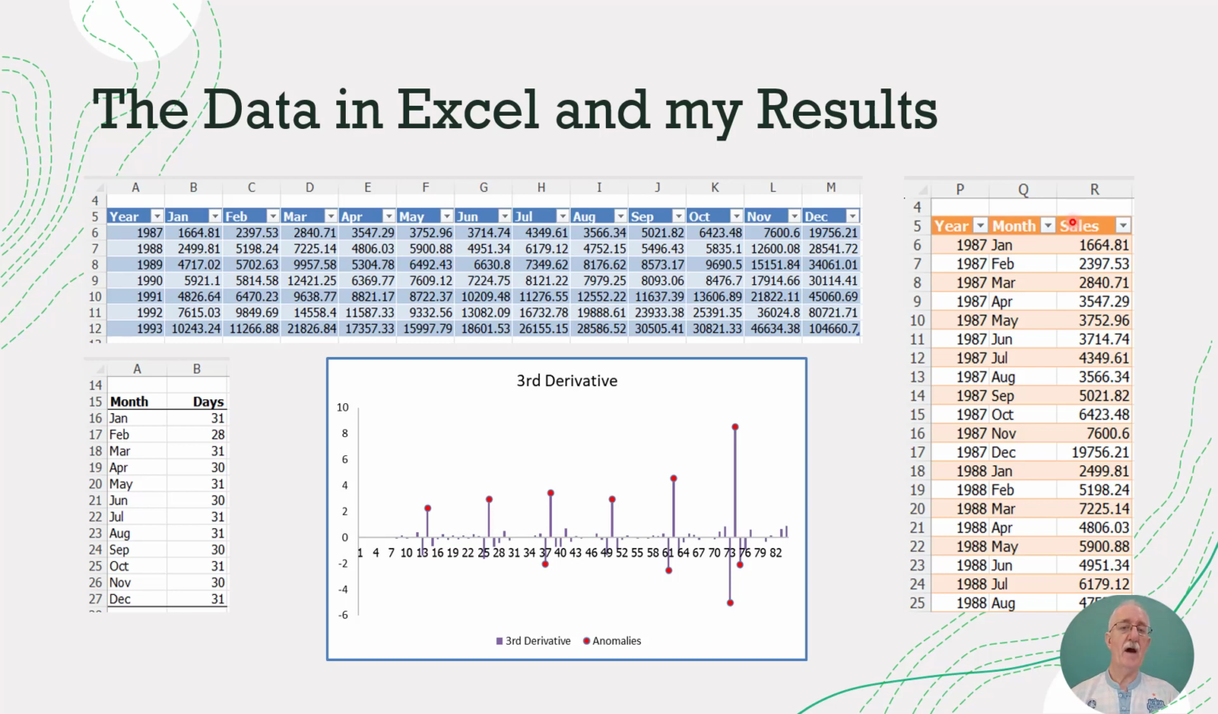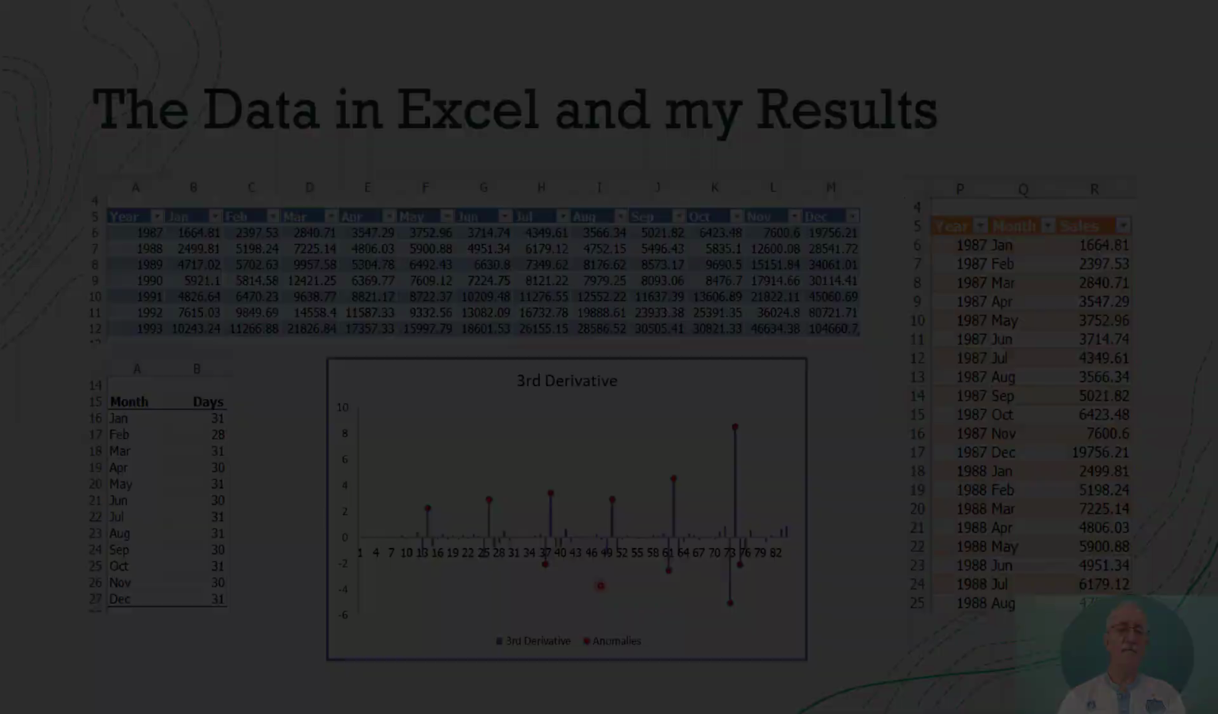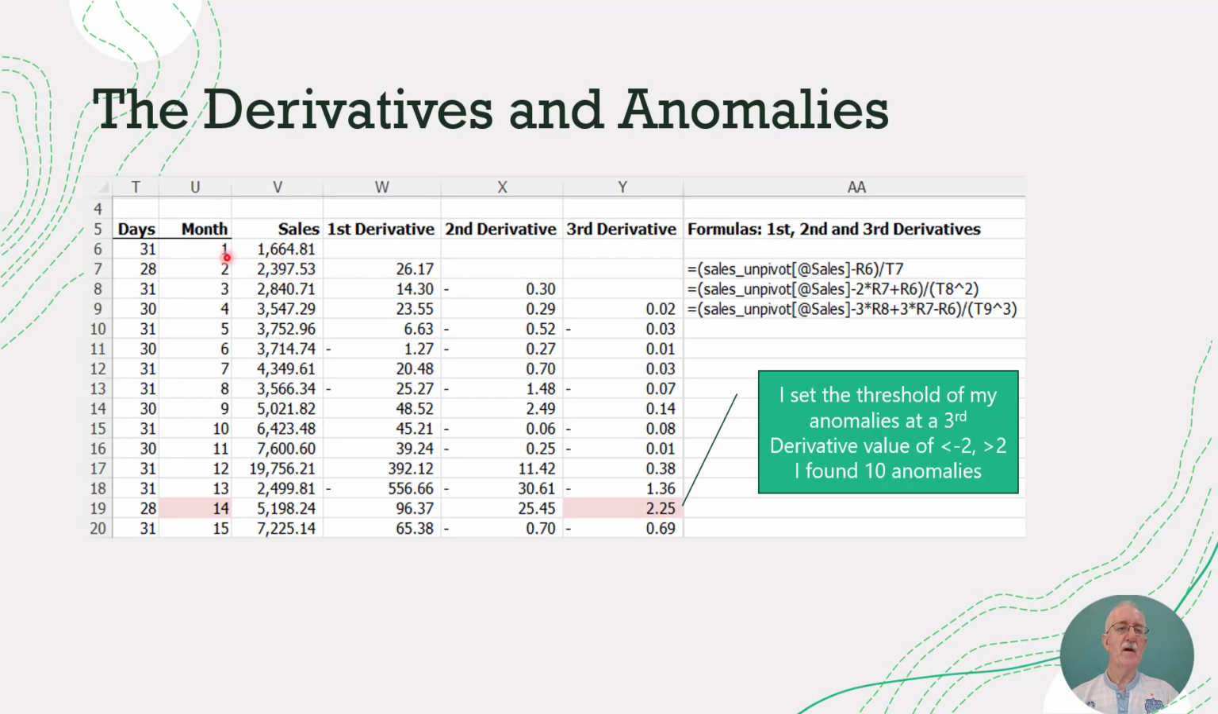But here's my outcome then. In Excel, the third order derivative values, which you don't see here, but you will in a second, on a graph, they look like this. And I've highlighted the anomaly values in the red circles you can see there. This is how it's done.